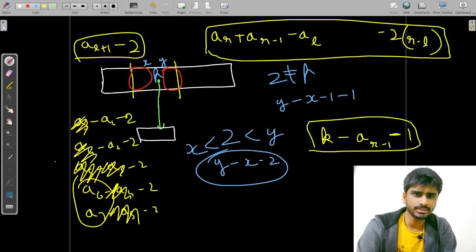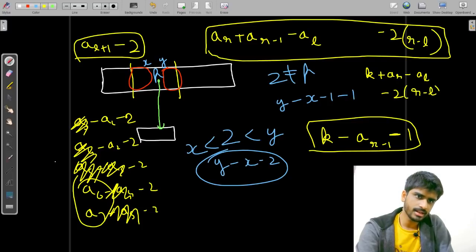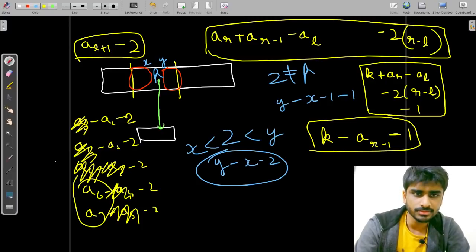Maybe we have to add this to our answer. This will also get removed, and our answer will simply be K plus AR minus 1. Sorry, K plus AR minus AL minus 2 into R minus L minus 1. I think this is the answer in general.